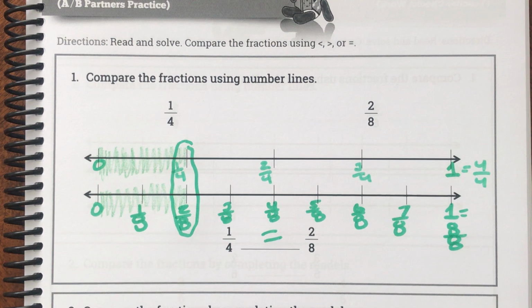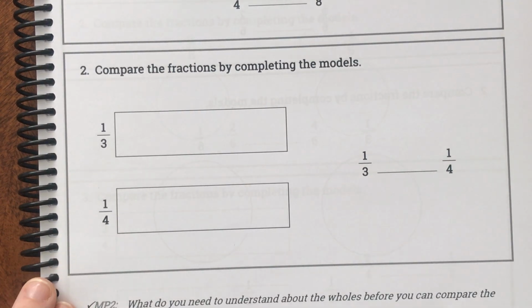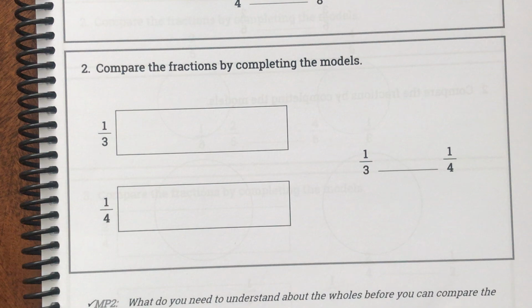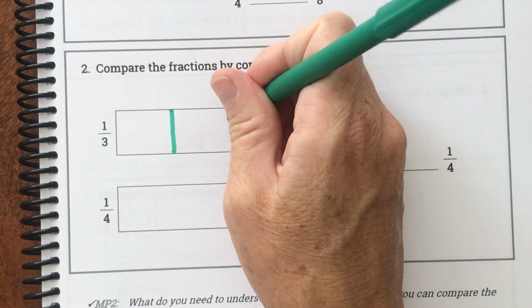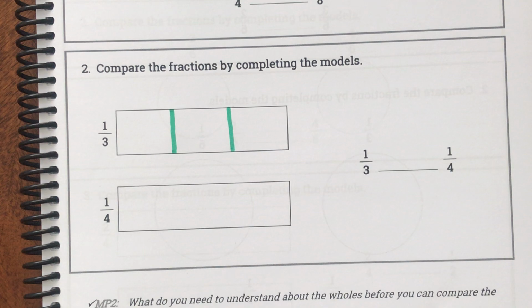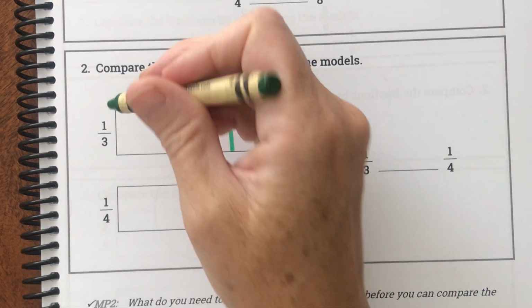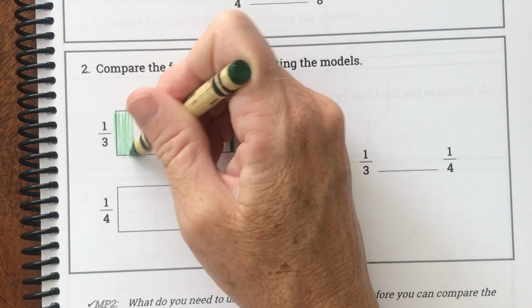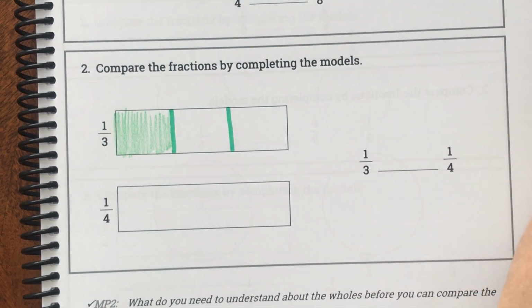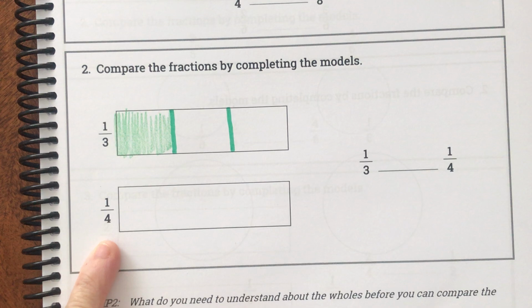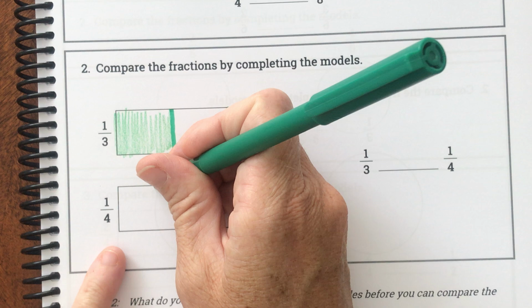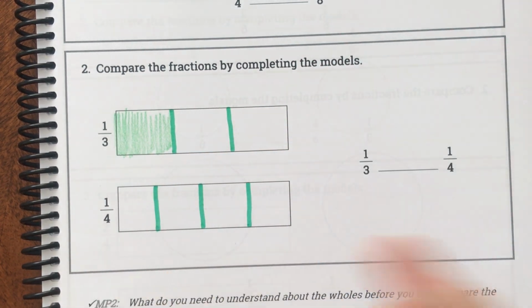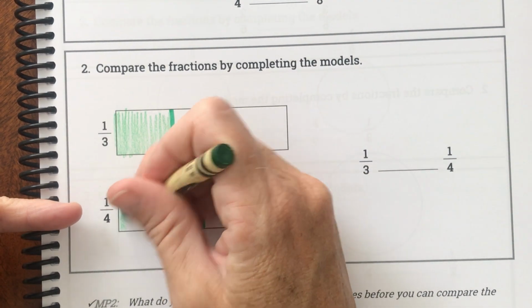Okay, let's look at our next one. Compare the fractions by completing the models, 1/3 and 1/4. Okay, so the 3 denominator says we need to cut it as carefully as we can into 3 equal parts. And the 1 numerator says I only have 1 of them. Okay, this one, the 4 denominator says we're going to cut it into fourths. I like to start with cutting it in half and then cutting those in half. And the 1 numerator means I have 1 of them.